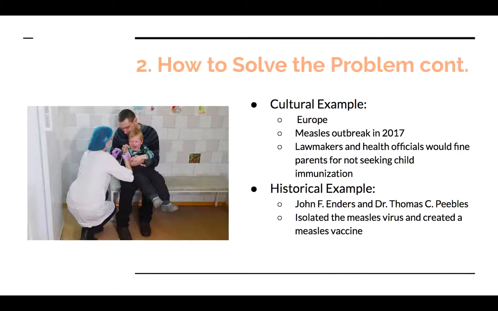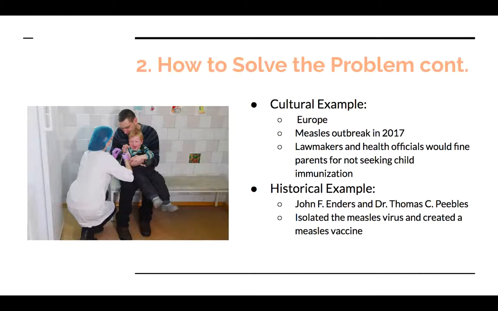How to solve the problem continued. In 2017, the World Health Organization reported that the measles outbreak in Europe during the past 12 months led to 35 deaths. As a response, lawmakers and health officials in European countries have created legislation that would fine parents for not seeking child immunization.